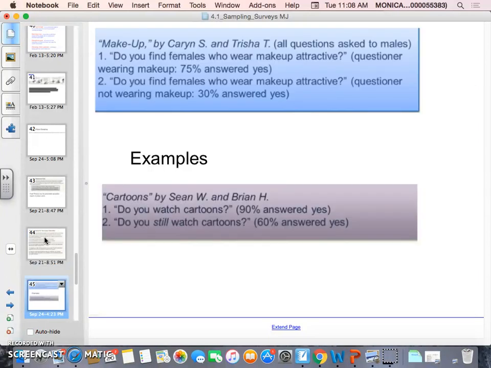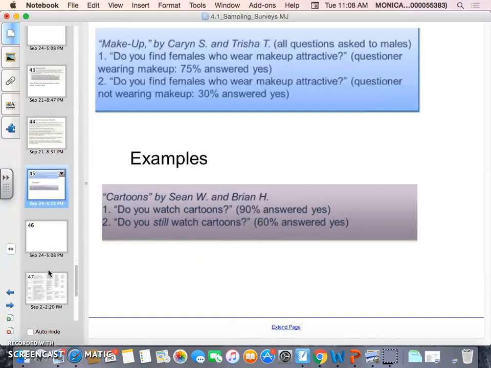So here are some examples that I talked about earlier that were done by some students. The blue example is makeup. The question is, do you find females who wear makeup attractive? In one situation, the questioner is wearing makeup, and in the second situation, the questioner is not wearing makeup. And then this was the cartoons question. Do you still watch cartoons? And you can see that fewer people answered yes to that question because of it.